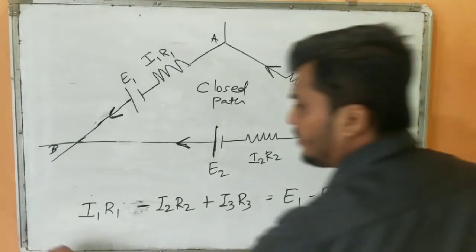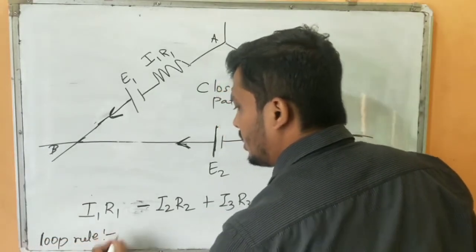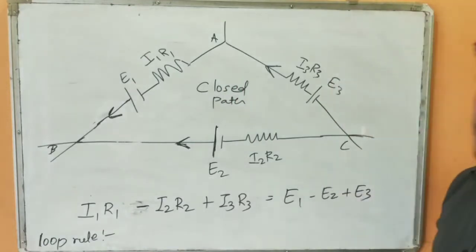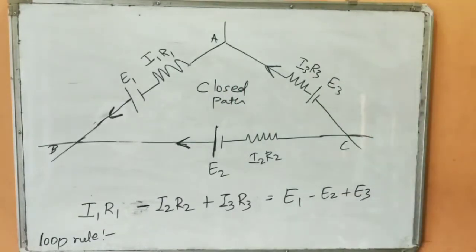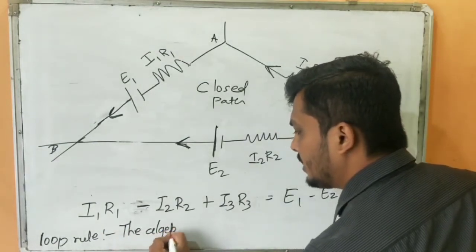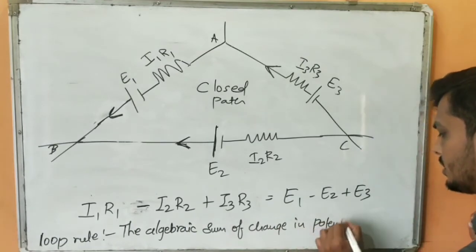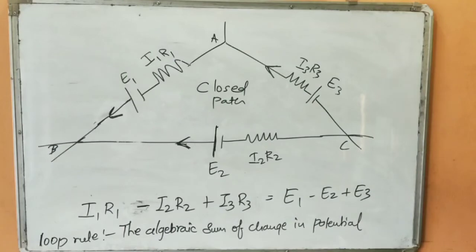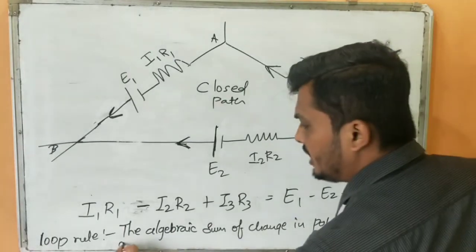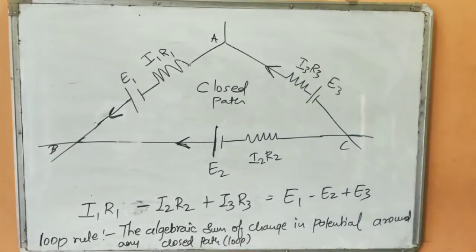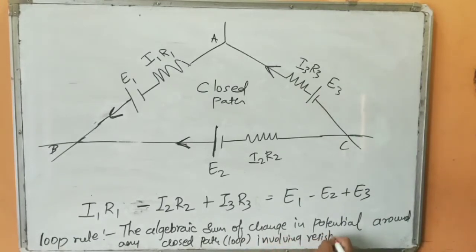There is one rule, you can also modify this, which is known as the loop rule. First one is the node rule. What does it state? The sum of the current entering the node will be equal to the sum of the current leaving the node. The loop rule states that the algebraic sum of change in potential around any closed path or loop involving resistors and cells will be equal to zero.